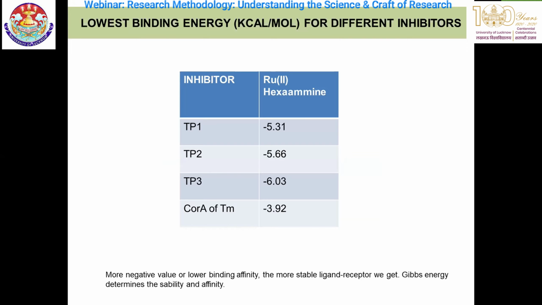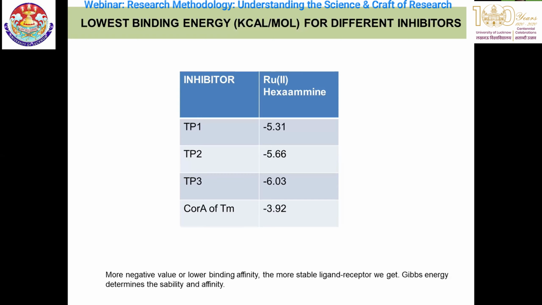So I have just used the ruthenium hexamine for this. I have also used other hexamines, other inhibitors, pentamines also, but here I'm just showing this only. So TP1 is showing minus 5.31, TP2 minus 5.6, and TP3 is minus 6.03. The more negative the value, as I have said earlier. So TP3, the ruthenium hexamine, is going to inhibit the magnesium flow in the CorA transporter, because it has the higher negative value.